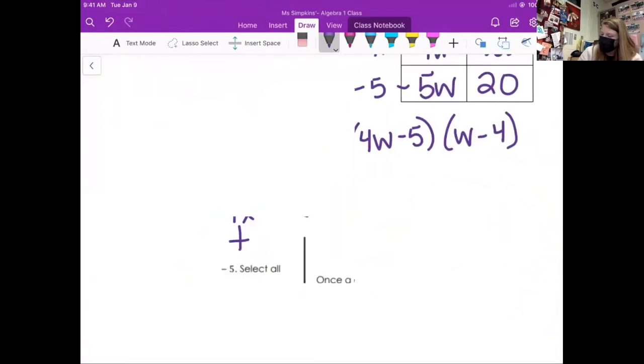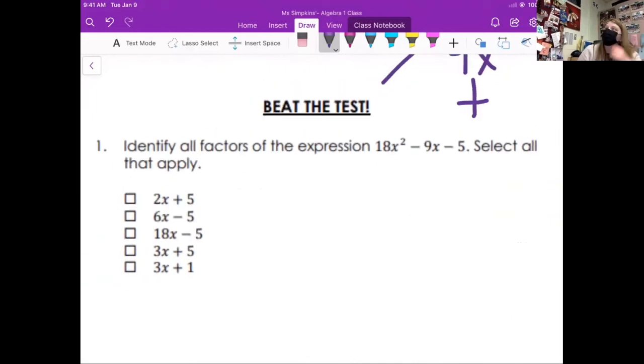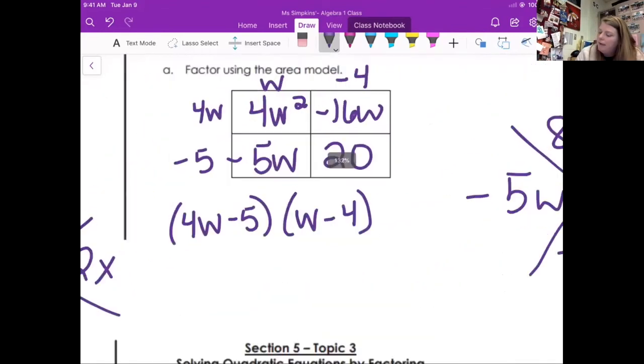Okay, last one, and then we'll go to lunch or take a break until lunch. So this Beat the Test says identify all the factors. Well, guess what? How many are there going to be? 2. So you should only have 2 answers. So if you marked 4 of them, not good news. So 2 answers. Oh, sorry, Selene, I didn't see your question. Negative 5 here.